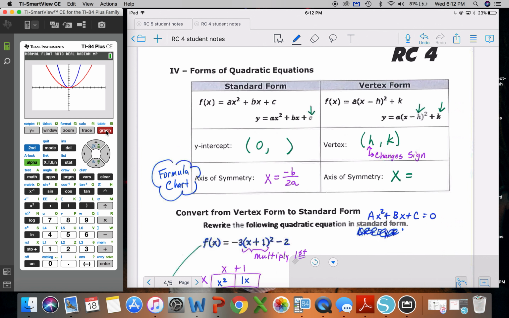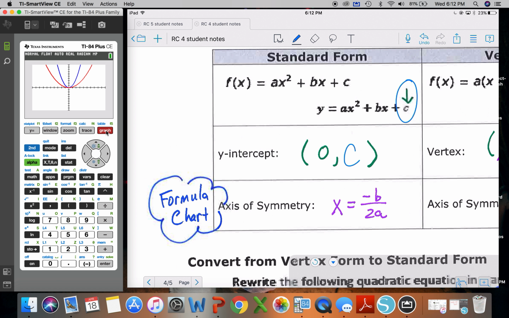Alright, the next part we have is part 4, which is forms of quadratic equations. There are two different forms: standard form, which is ax squared plus bx plus c, and then vertex form. Standard form is given to you on your formula chart, and your y-intercept is the point (0, c). So whatever c is going to be your y-intercept. You can also get your axis of symmetry from the formula chart, so all of this is on your formula chart.